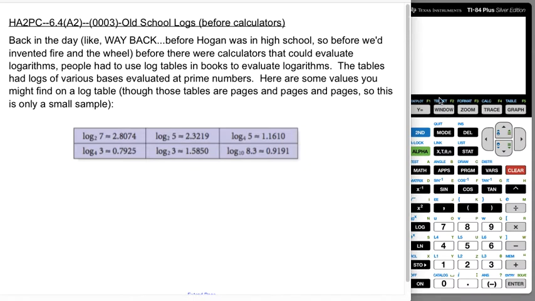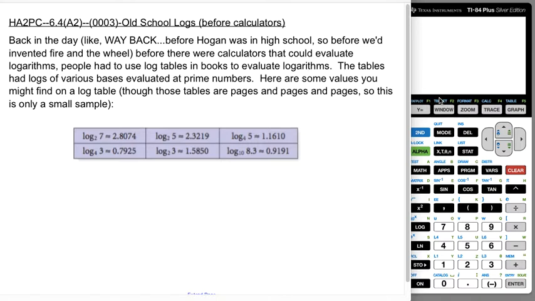So back in the day, and I mean way back, before I was in high school, before we'd invented fire or the wheel, I mean a long time ago, kidding. Before there were calculators that could evaluate logarithms, people had to use log tables in books to evaluate logs. The tables had logs of various bases evaluated at prime numbers. So here's a sample of what some of these would look like.